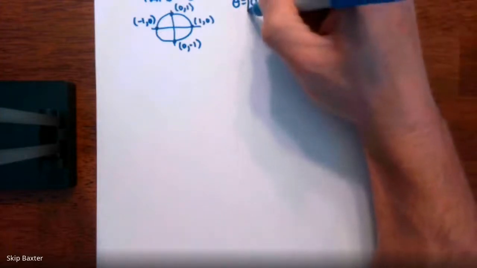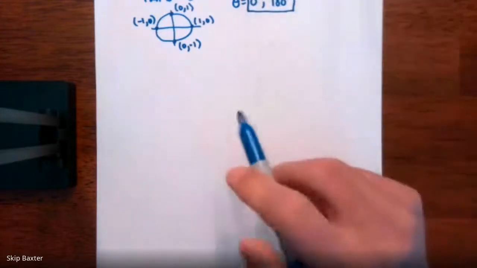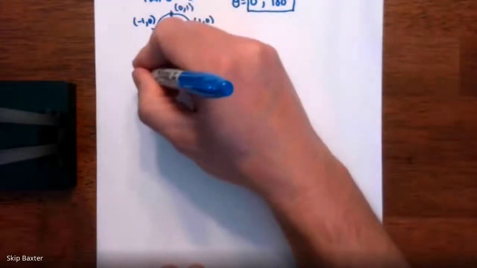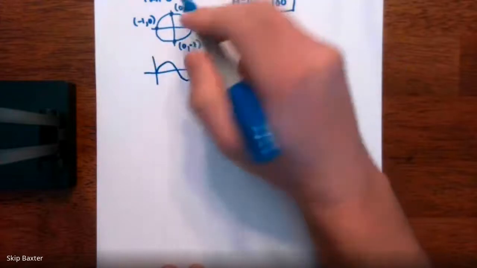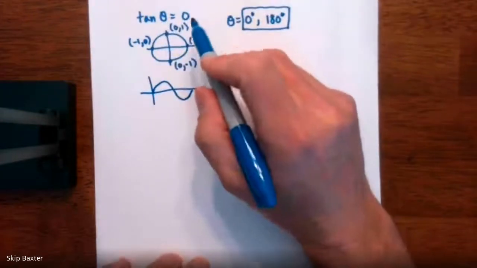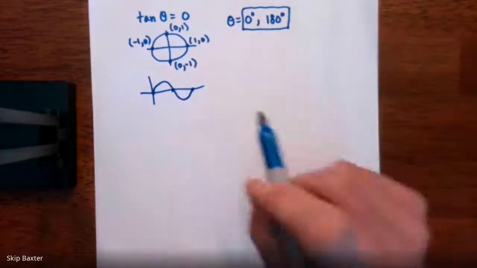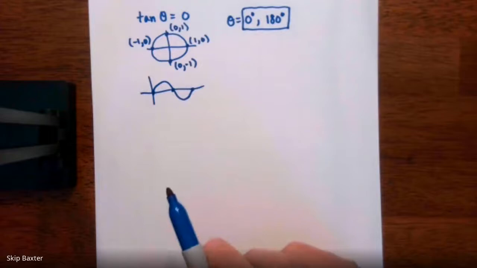Okay, so if it ends up being a quadrantal angle that your calculator gives you, then you've got to think about the unit circle or the graphs, right? I could have just done the graph. Tangent 0 means that sine is 0. If sine is 0, I can tell that that corresponds to these points: 0, 180, 360.